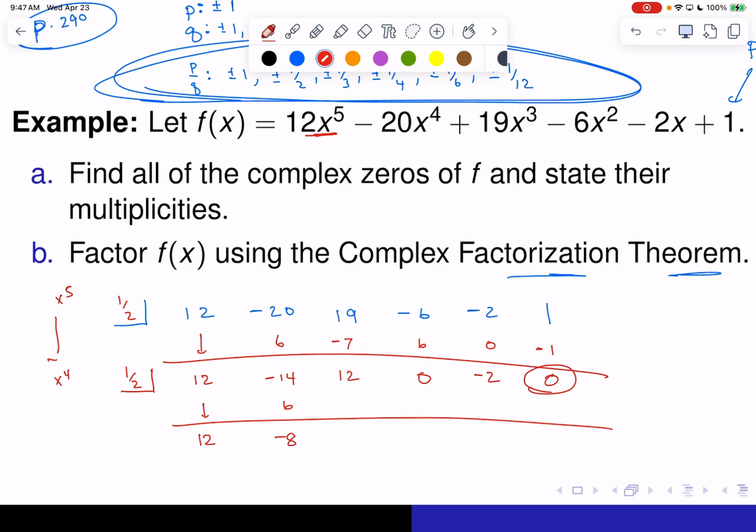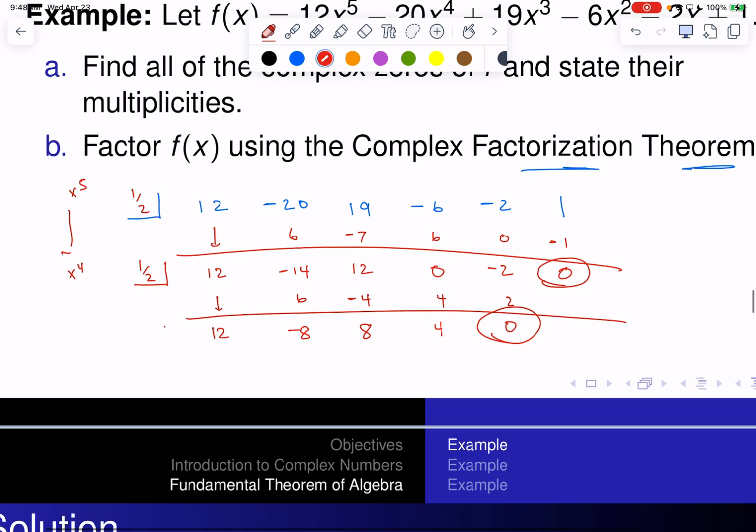I got a negative 8. I got a negative 4. I got an 8. I got a 4. I got a 4. I got, oh, guess what? It worked. It worked twice. So do you do it again? Try it again. It could work 3 times.